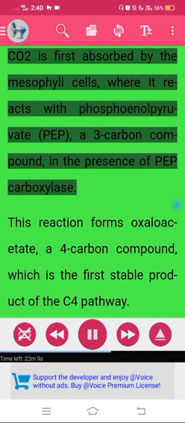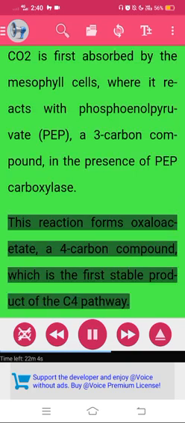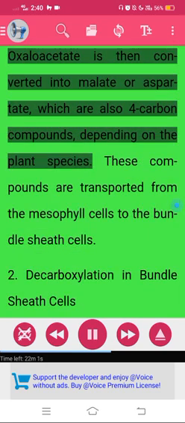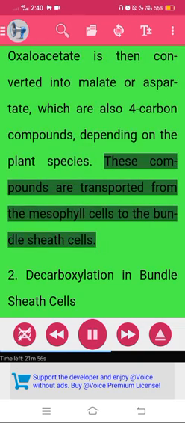CO2 is first absorbed by the mesophyll cells, where it reacts with phosphoenolpyruvate (PEP), a 3-carbon compound, in the presence of PEP carboxylase. This reaction forms oxaloacetate, a 4-carbon compound, which is the first stable product of the C4 pathway. Oxaloacetate is then converted into malate or aspartate, which are also 4-carbon compounds, depending on the plant species. These compounds are transported from the mesophyll cells to the bundle sheath cells.